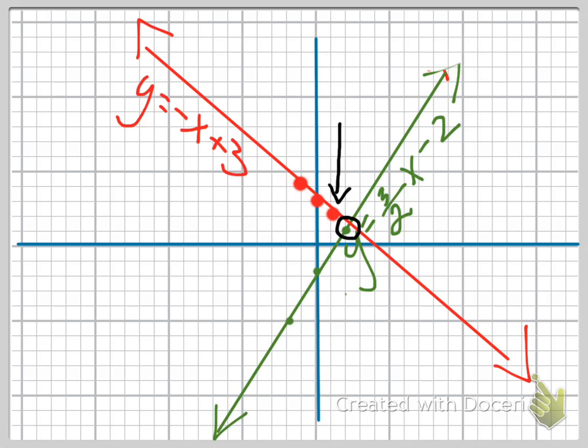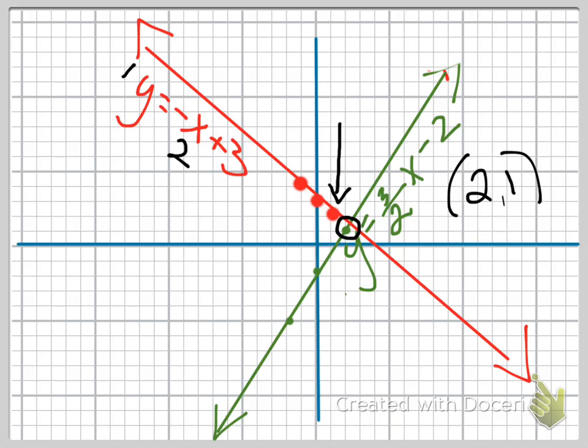Had my line and my dots been a little bit more accurate, I would have intersected at the ordered pair of 2, 1. I'm in quadrant 1, which means I'm positive, positive. So 2 on the x, 1 on the y. Now the check step is to substitute the 2 and the 1 in. So if this is 2 and this is 1, would it check out?